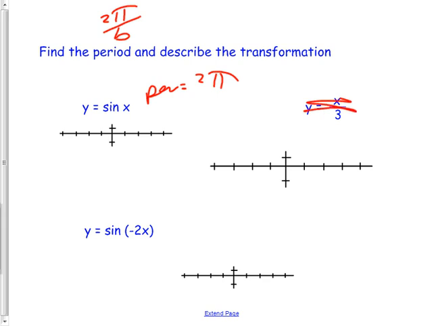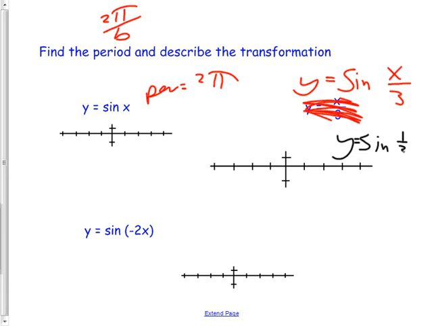This one doesn't make any sense at all. I'm going to rewrite it. Y equals sine of x over 3. And I'm amazed at how many kids don't get that naturally. That's the same exact thing as saying sine of 1/3 x. Do you get that those two things are the exact same thing? X over 3 is the same exact thing as 1/3 x. But if you write it as 1/3 x, it's a lot easier to see that that's your b term.